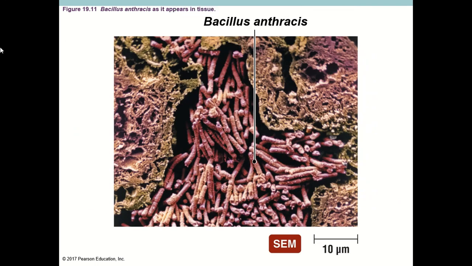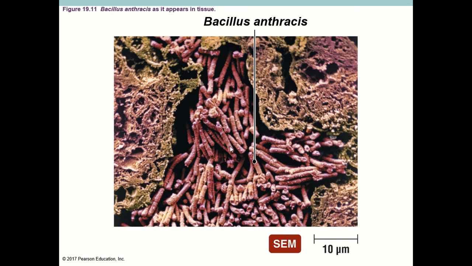Alrighty, so the next genus is the Bacillus genus. We're looking at Bacillus anthracis here, which is the causative agent of anthrax. These do produce an anthrax toxin. They are facultative anaerobes, and they are bacilli in shape, or rod in shape. You can actually see them right there in this scanning electron micrograph, magnified to 10 micrometers here.